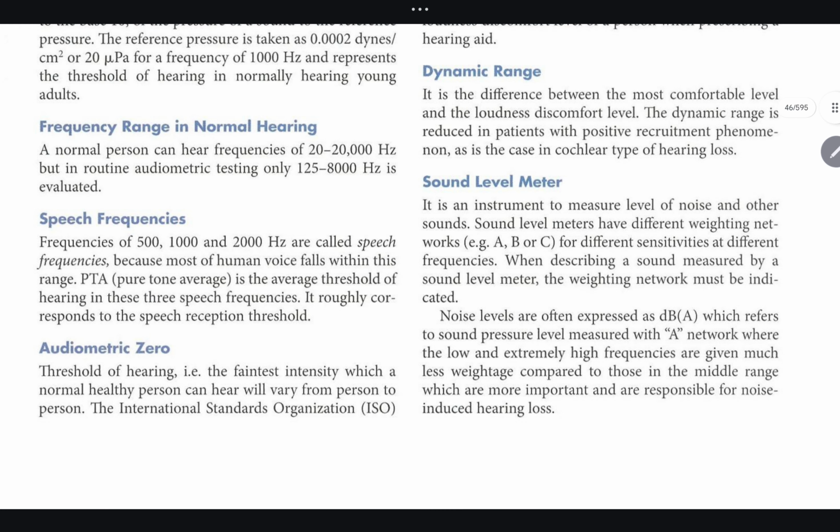Sound level meter. It is an instrument to measure the level of noise and other sounds. Sound level meters have different weighting networks, example A, B, or C, for different sensitivities at different frequencies. When describing a sound measured by a sound level meter, the weighting network must be indicated. Noise levels are often expressed as decibel A, which refers to sound pressure level measured at the A network, where the low and extremely high frequencies are given much less weightage compared to those in the middle range, which are more important and are responsible for noise induced hearing loss.